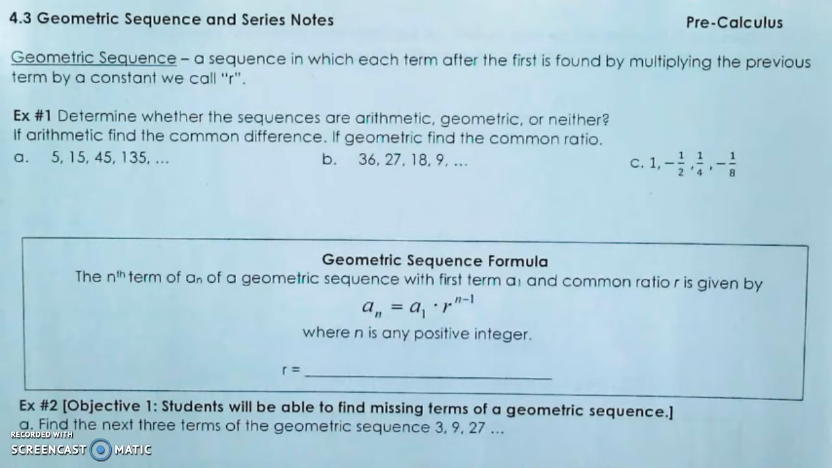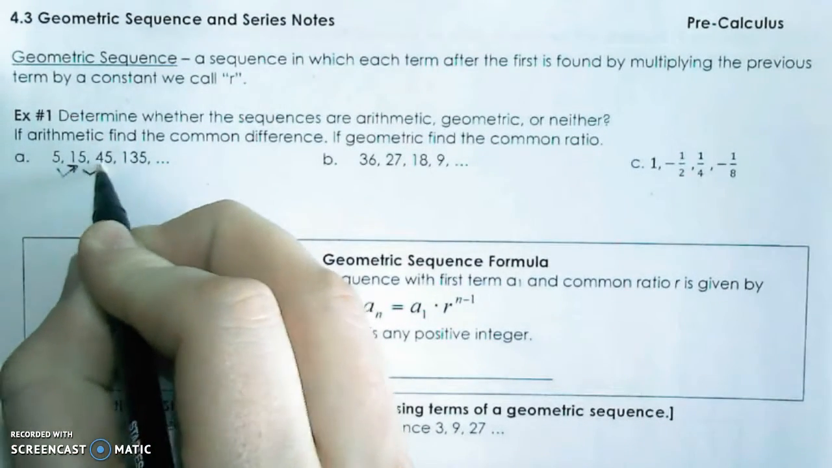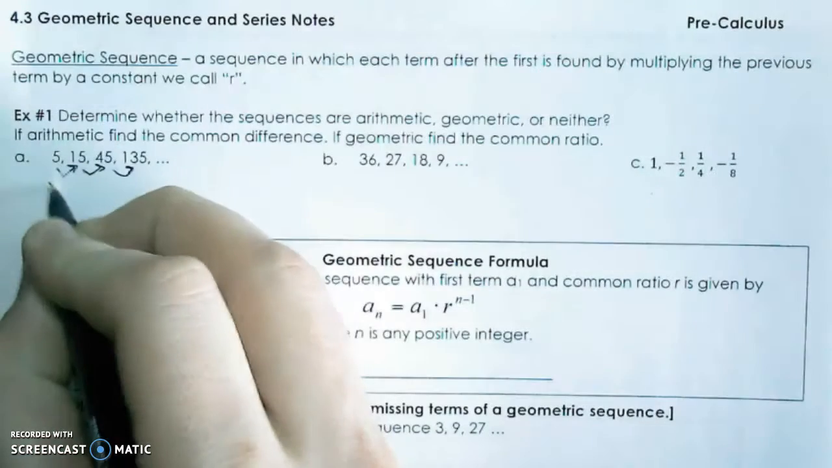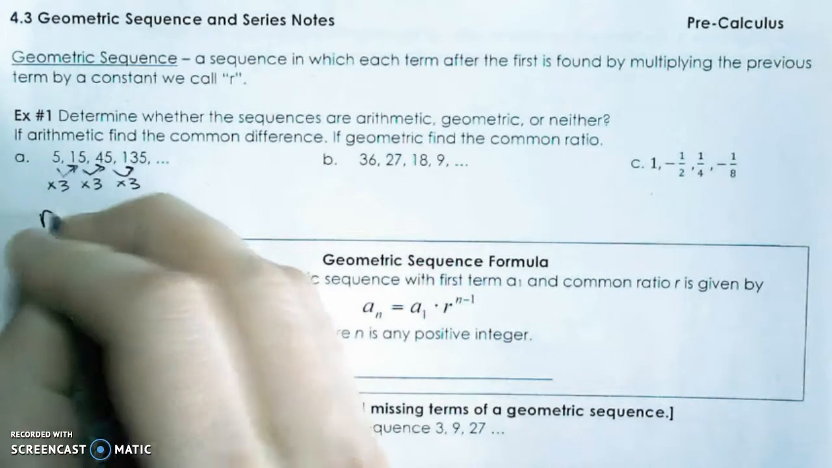So here in example 1, we're determining what kind of sequence it is, whether it's arithmetic, geometric, or neither. And then if it is arithmetic, find the common difference, and if it's geometric, find the common ratio. So for geometric, whatever you're multiplying by each time in the sequence, that is called the common ratio. We look in number A, and we see to get from one term to the next, we are multiplying by 3 every time. And so that is my common ratio, 3.